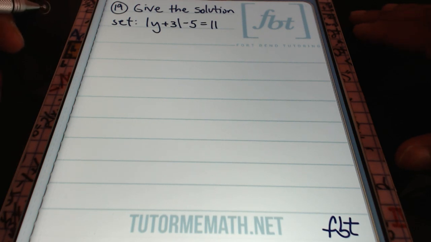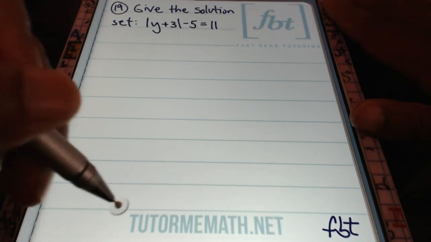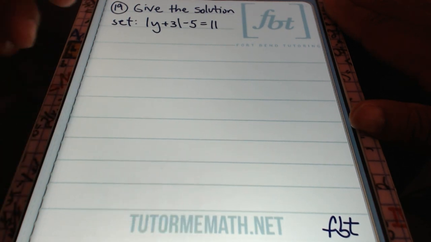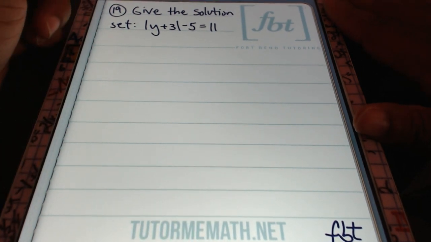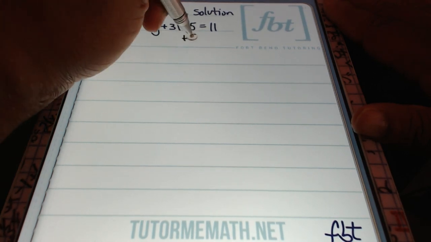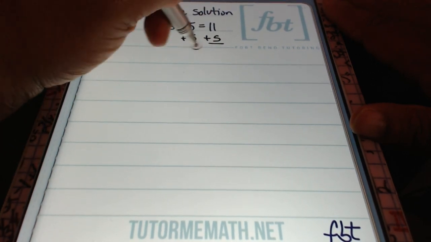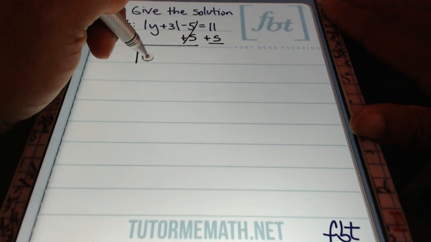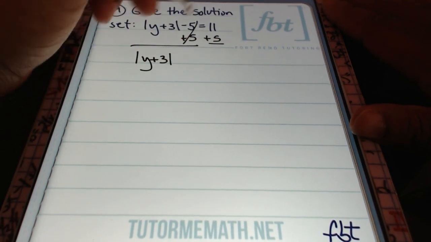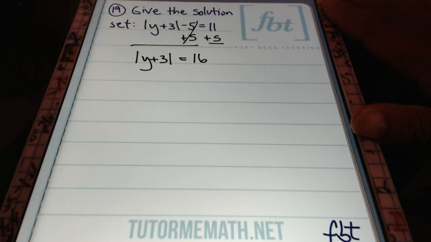Problem number 19. It says to give the solution set for the absolute value of y plus 3 minus 5 equals 11. That's what we're doing. So in this problem, we want to start by isolating the absolute value. In other words, to get the absolute value by itself on one side of the equal sign, we are going to add 5 to both sides of the equation. We have the absolute value of y plus 3, which equals 16.